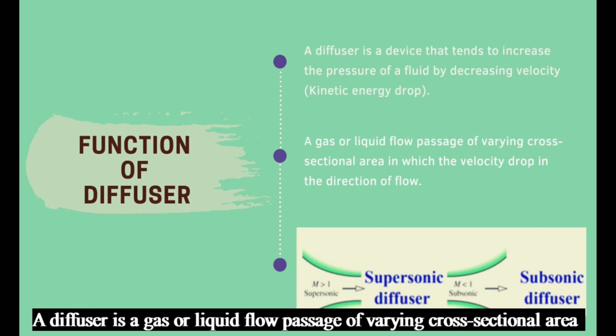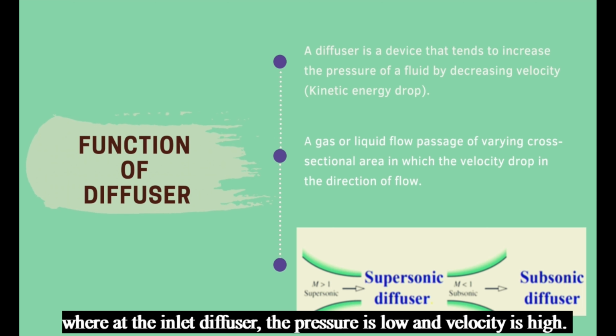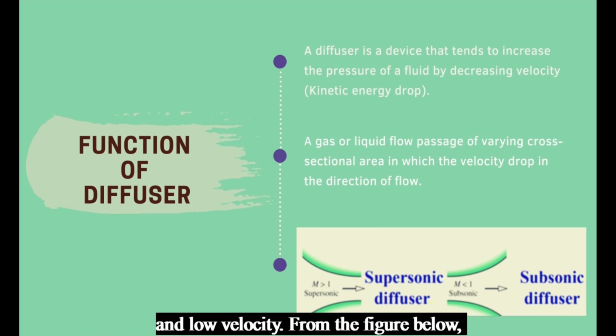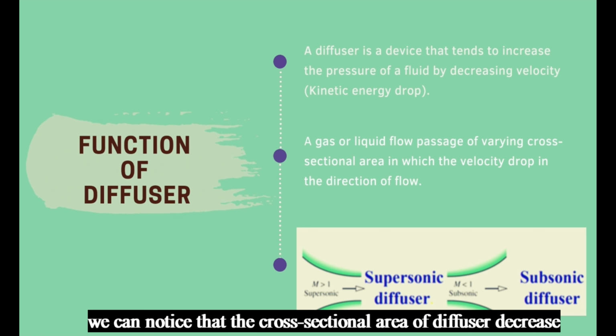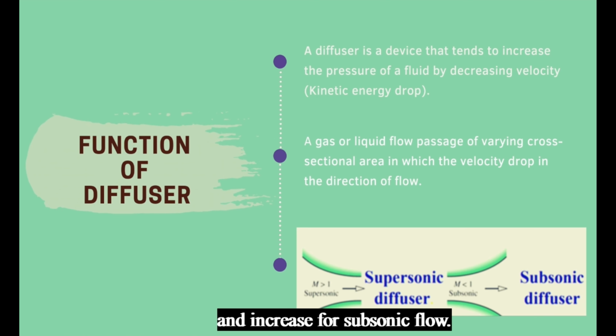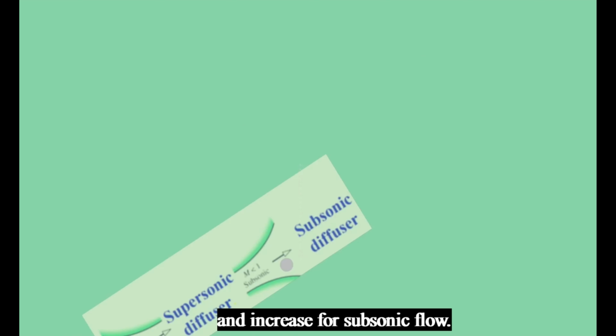A diffuser is a gas or liquid flow passage of varying cross-sectional area, where at the inlet of the diffuser, the pressure is low and velocity is high. Meanwhile, at the outlet of the diffuser, we achieve high pressure and low velocity. From the figure below, we can notice that the cross-sectional area of a diffuser decreases in the flow direction for supersonic flow and increases for subsonic flow.